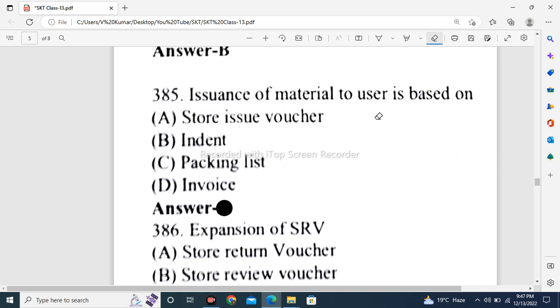Issuance of material to user is based on A. Store issue voucher, B. Indent, C. Packing list, D. Invoice. सही आंसर है A. Store issue voucher. Issuance of material to user is based on a store issue voucher.